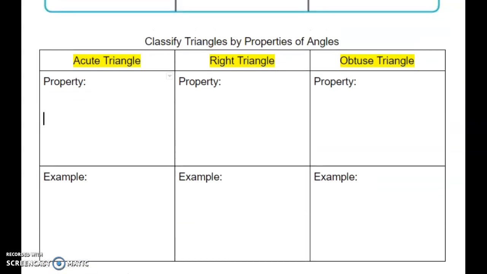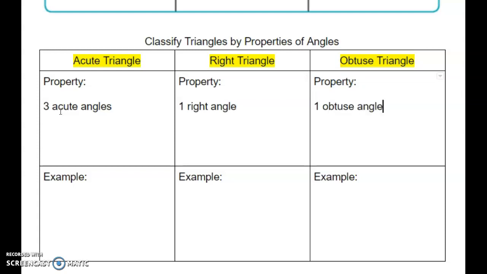So we're going to go back to the middle of our first notes page, and we're going to classify or name these triangles by their angles, okay? There's three different ways that you can name a triangle. It could be acute, right, or obtuse. And so if you have these notes, let's fill these in, okay? An acute triangle has three acute angles, okay? A right triangle has one right angle, and an obtuse triangle has one obtuse angle.